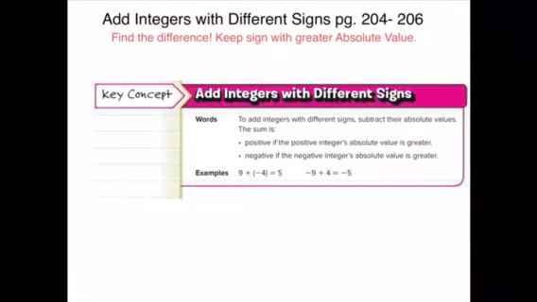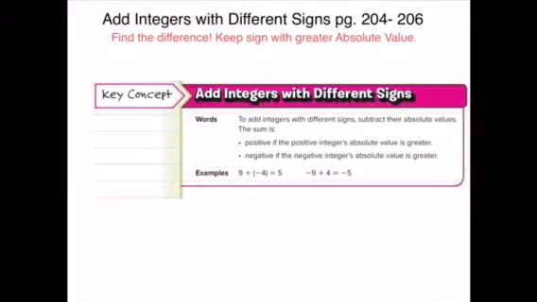Adding integers with different signs. This is where things get a little bit tricky. You need to find the difference of their absolute values and keep the sign with the greater absolute value. So to add integers with different signs, subtract their absolute values. The sum is positive if the positive integer's absolute value is greater, negative if the negative integer's absolute value is greater. So in these two examples below, 9 has a greater absolute value than -4, right?